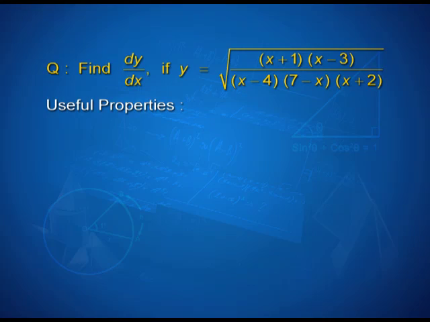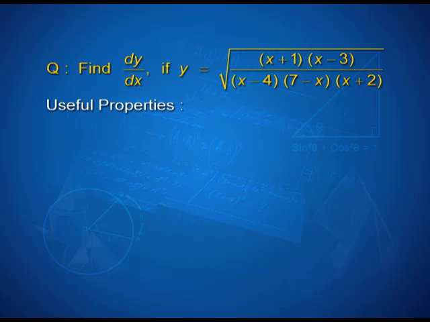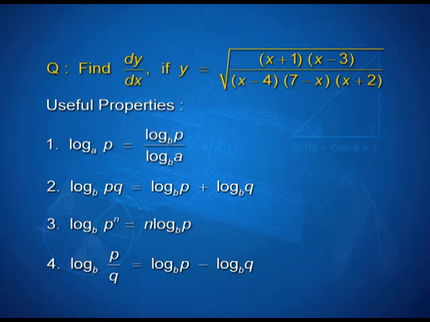Consider another application. Find dy by dx if y is equal to this big expression, where we have a square root, I have a quotient, and I have a product in both numerator and denominator. A usual chain, quotient, product rule procedure will make the task quite tedious. So, this is another situation where we take help of log and its properties, which help us rewrite this function, simplify it down, and then we bring in differentiation. Starting with y, which is square root of x plus 1 into x minus 3 upon x minus 4 into 7 minus x into x plus 2.